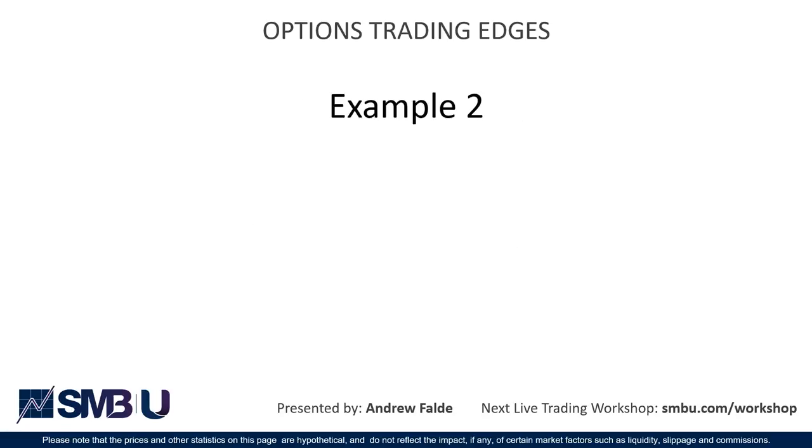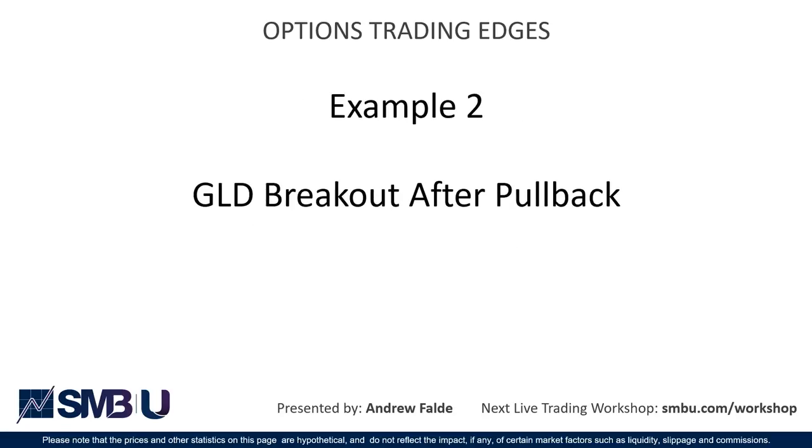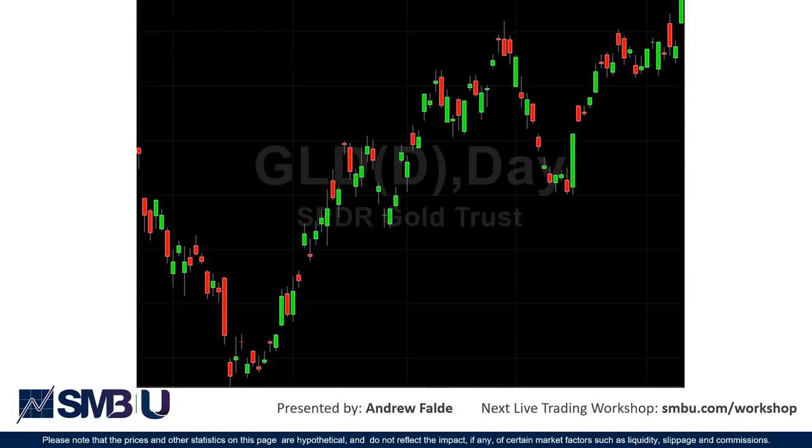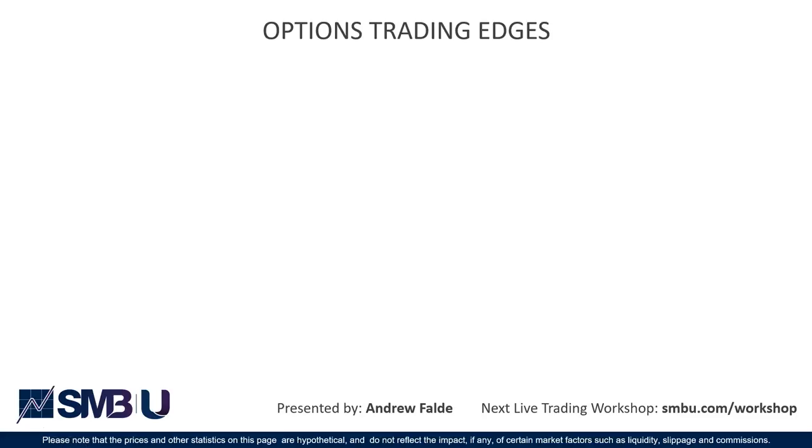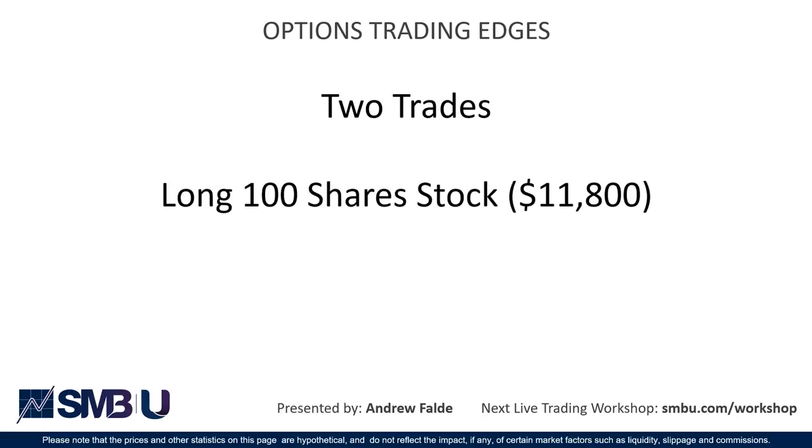Example 2. This will be another bullish trade, but we're going to use gold, but using the GLD ETF. And this is going to be a breakout after a pullback type of trade. So you see on the chart here, we had a pretty bullish period, nice pullback, consolidation, and then a solid breakout. So we're just going to say this would be a bullish trade that we want to take. Just totally hypothetical. We're not really talking about the probabilities or expectancy of that setup, but we're just showing a scenario where one might want to get bullish. We're going to use these two trades to compare.